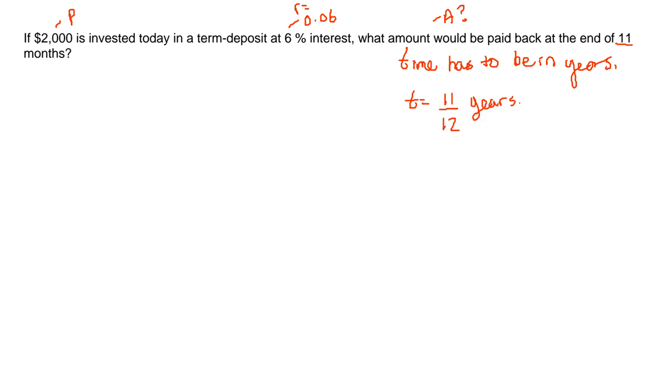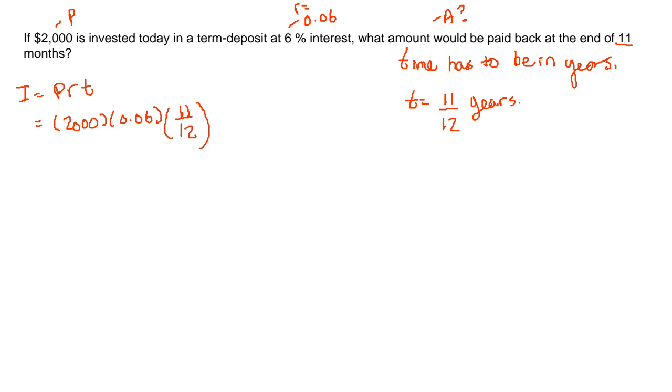So we want amount, but remember, we always have to start by calculating our interest first. So our principal is 2,000, our rate is 0.06, and our time is 11 over 12. So remember, we can use the fraction button here. So let's maybe pull it up and we'll do it together.